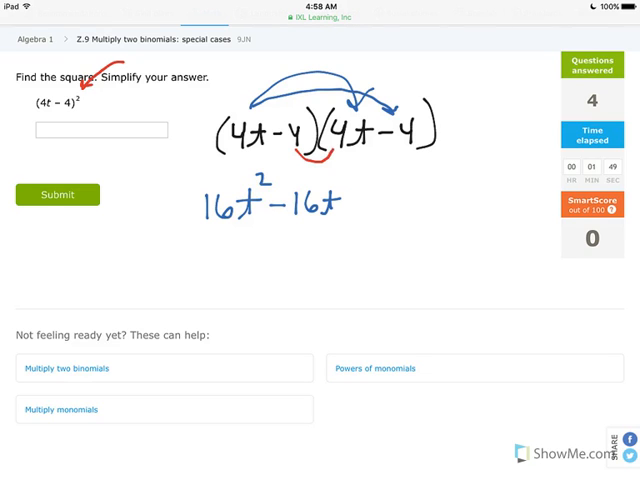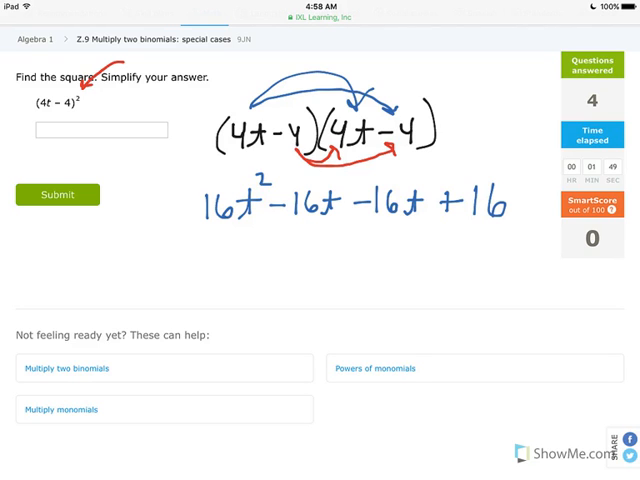And then distribute the next term. Negative 4 times 4 is negative 16. And then we have the t times t still. And negative 4 times negative 4, that's going to get you positive. So negative times a negative is a positive. 4 times the 4 should get you 16.